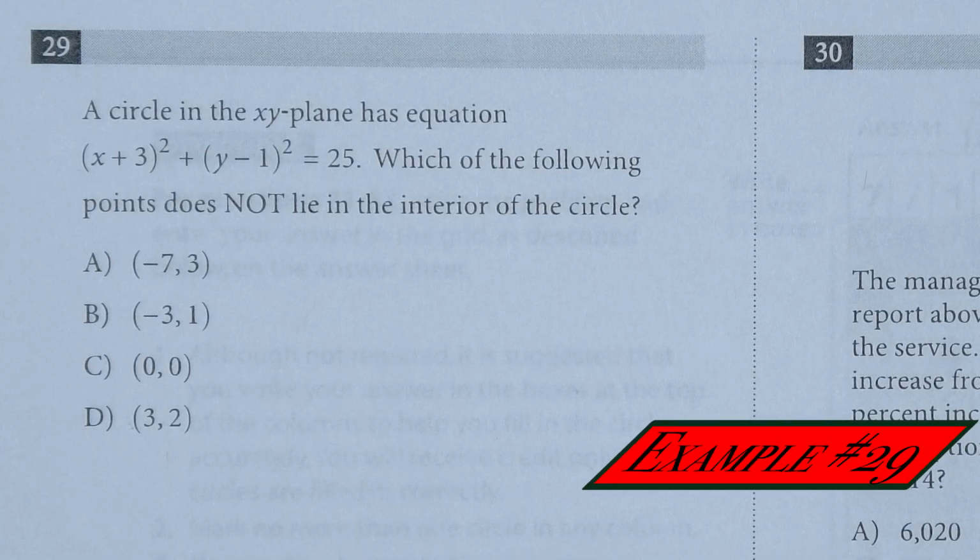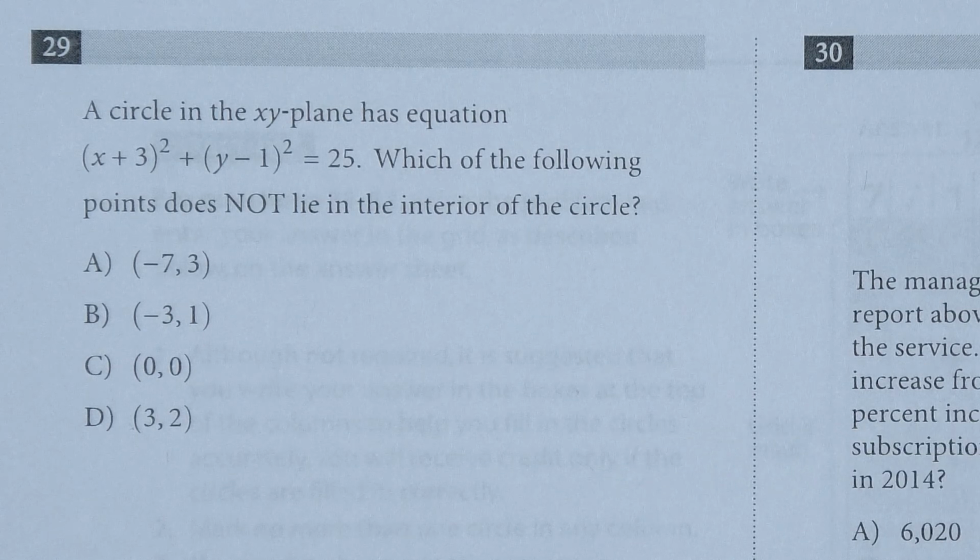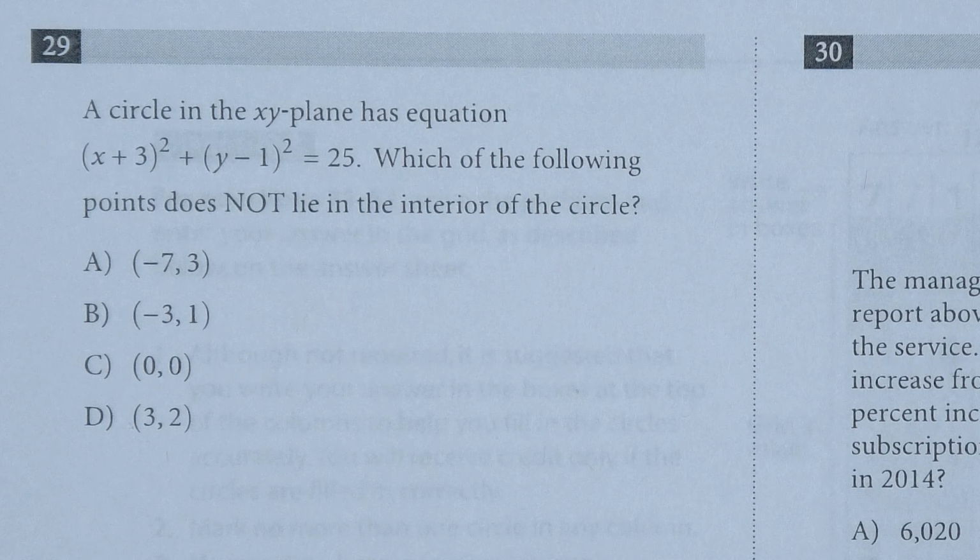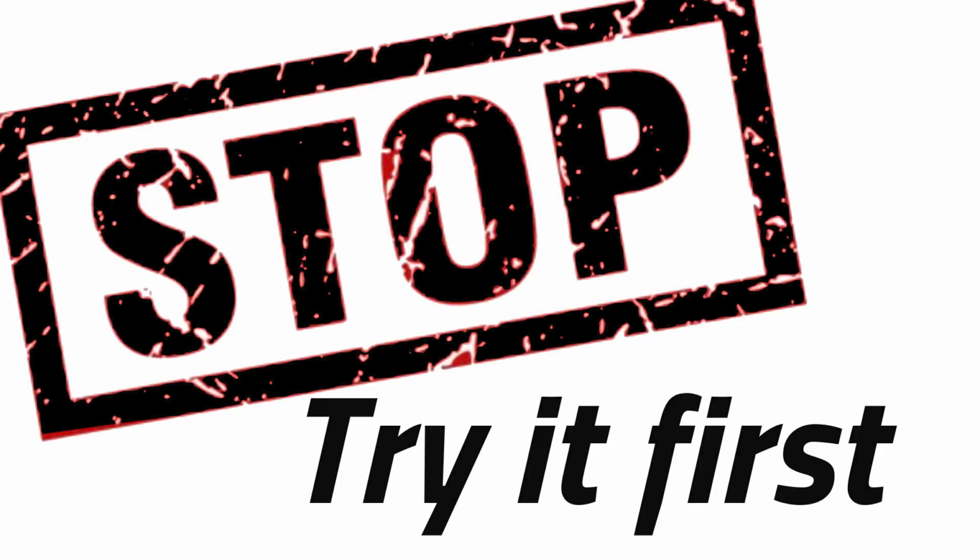A circle in the xy plane has the equation (x plus 3) squared plus (y minus 1) squared is equal to 25. Which of the following points does not lie in the interior of the circle?